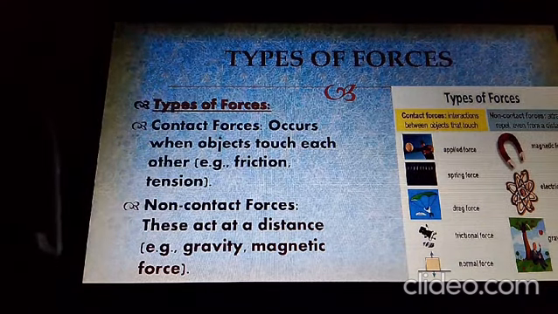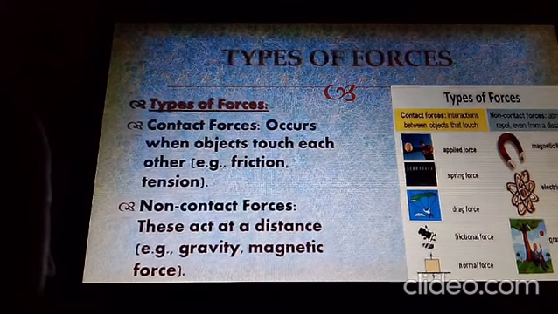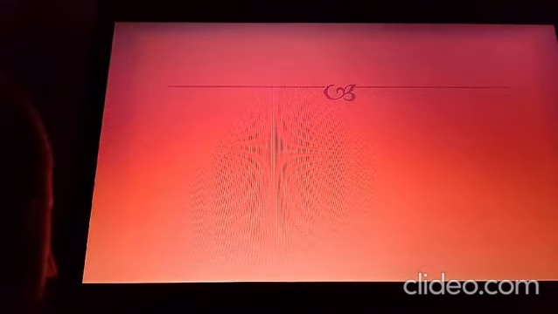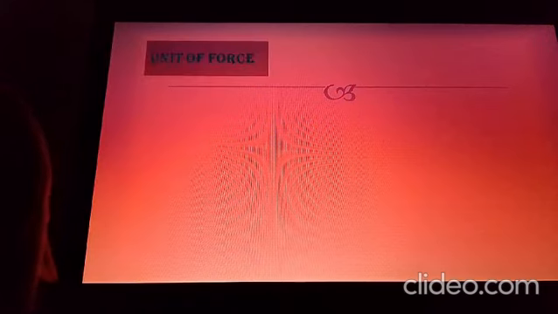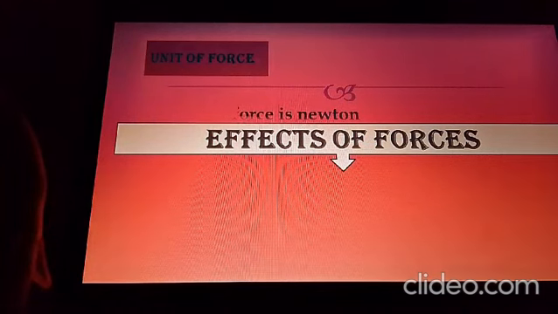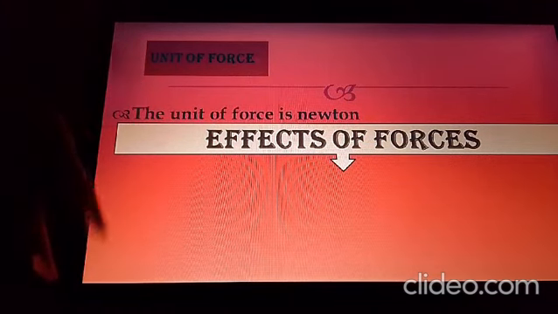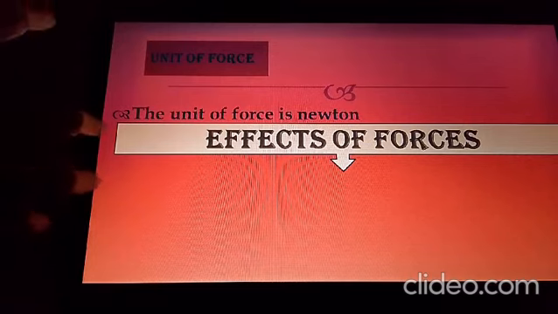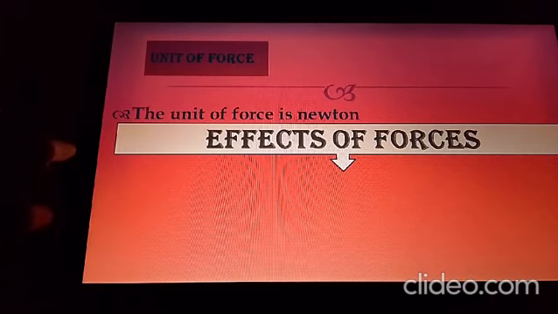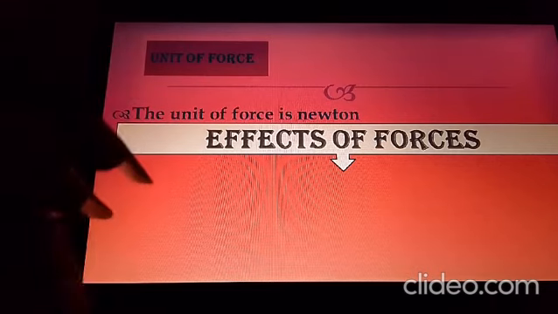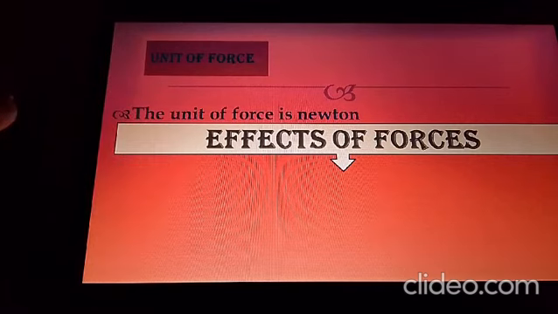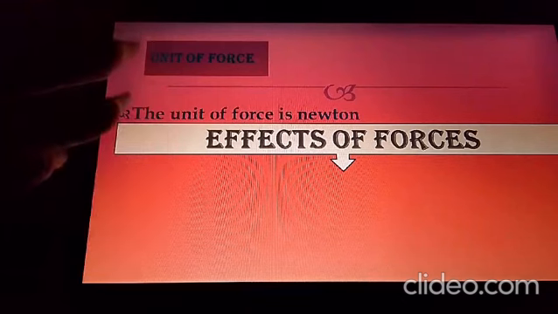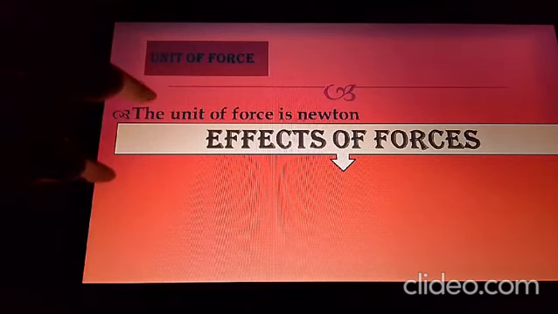Okay, now move towards another slide. Unit of force. Now how can we measure the force? We can measure the force in the unit of Newton. Newton is the unit of the force. Okay, the next one is what are the effects of forces? Effects of forces means whenever we apply a force on any object, what are the possible outcomes of our force?